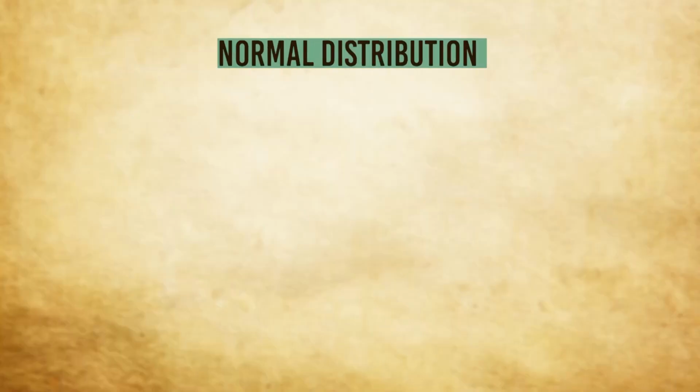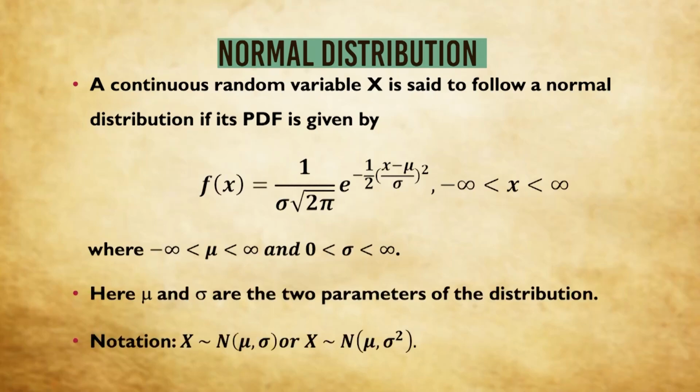Now we come to the normal distribution. Normal distribution is the distribution of a continuous random variable. And a continuous random variable x is said to follow a normal distribution if its PDF is given in the form you can see on the screen. f(x) is 1 by sigma root 2 pi e to the power minus half ((x minus mu) by sigma) whole square, where x lies between minus infinity and infinity.